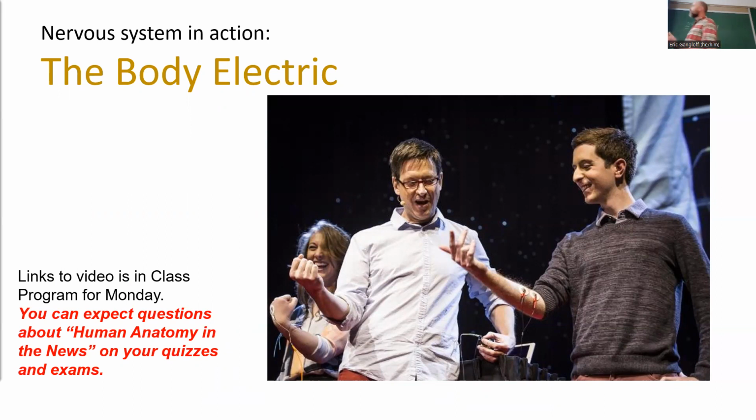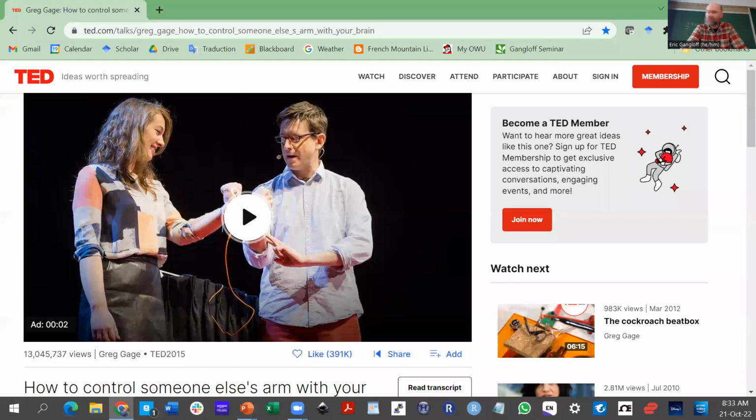Because of that, we can interact with our nervous system and even control our nervous system in some interesting ways. So I want to show you this short video clip. It's a short clip from a TED Talk, actually. I guess it's not technically human anatomy in the news, but I'd like you to treat this like human anatomy in the news and just know that I can ask you a question about this on your quizzes or exams. It's about 5 minutes long, so let me go ahead and play this.